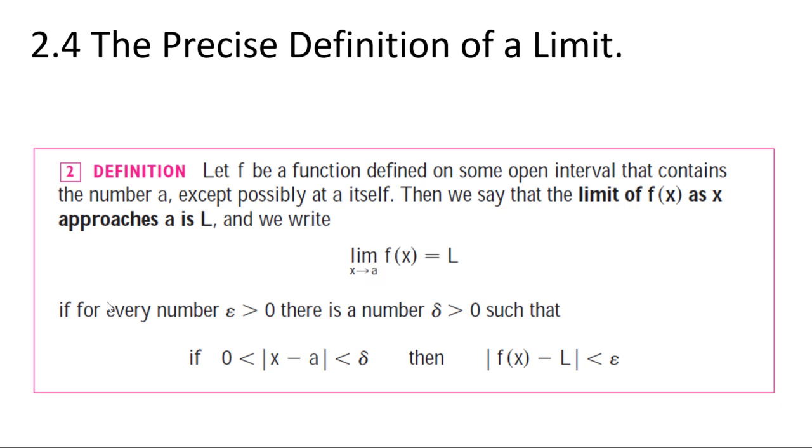This will be true if for every number epsilon greater than 0, there is a number delta that is also greater than 0, so that if x is within delta of a, then f of x will be within epsilon of L. That's essentially what that means. Now, if that just totally went over your head, that's okay. Let's take a look at a graphic real quick, and then we'll do some numbers just to get us familiar with this topic.